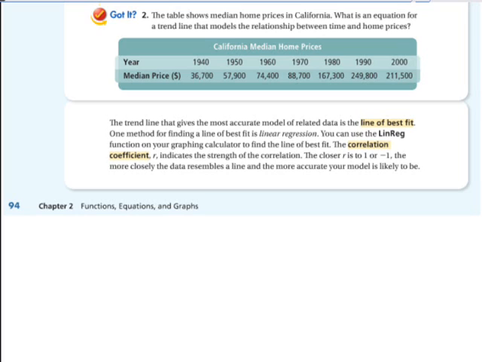The table shows median home prices in California. What is an equation for a trend line that models the relationship between time and home prices? Go ahead and pause the video right here. Try this problem on your own and then check it against what I have. Go ahead and pause the video now.